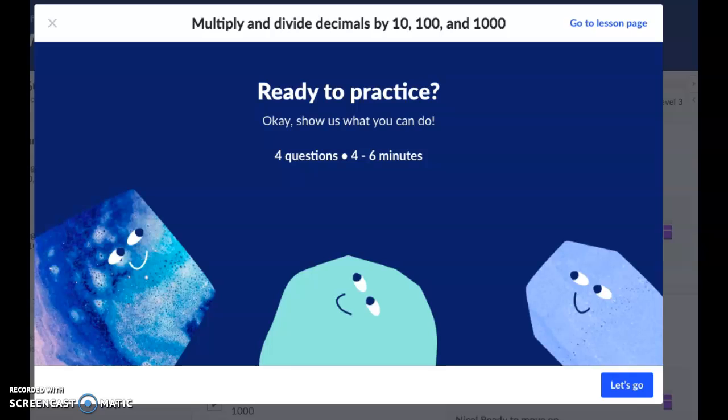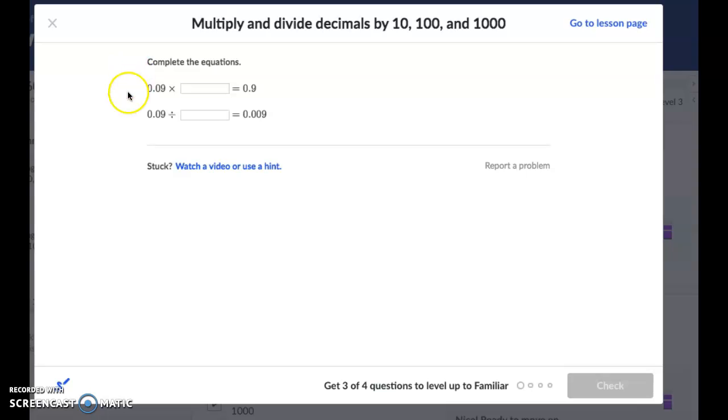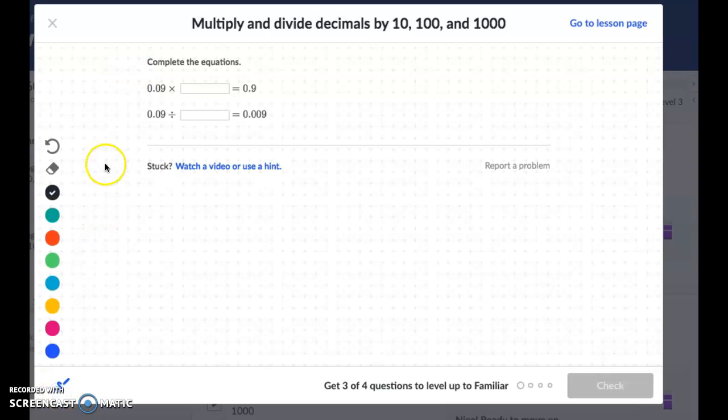Khan Academy, Powers of 10, and we're working on the section that says multiply and divide decimals by 10, 100, and 1,000. So in this first problem, we have 0.09 times something is 0.9. So we're noticing that the digits are really the same, but what's happening is this decimal is just shifting 1 over to the right. Well, that tells us that it's times, and then since it's only shifting 1 over, it's going to be by 10.